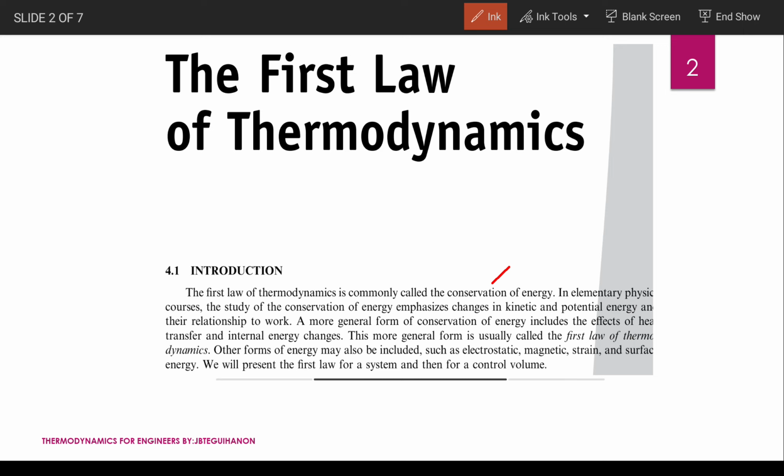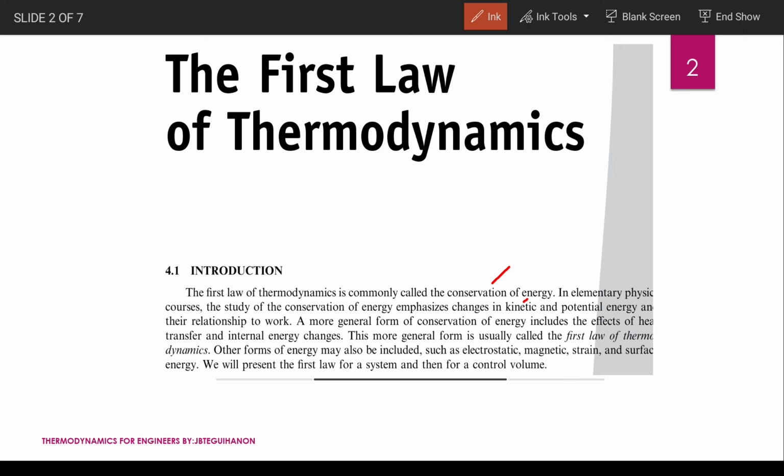conservation of energy. So in the elementary physics courses, meron tayong study of conservation of energy that emphasizes changes in kinetic and potential energy and their relationship to work. Okay? Alam naman natin na inaral nyo na to, mayroong kinetic energy at saka yung potential energy, at ang kanilang relationship sa work. Yung work, diba? Katatapos lang natin ng work.